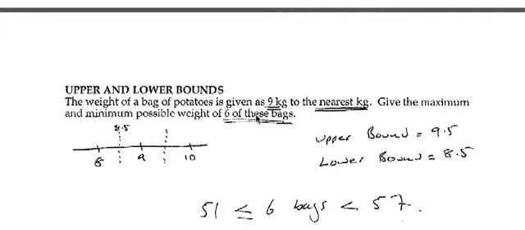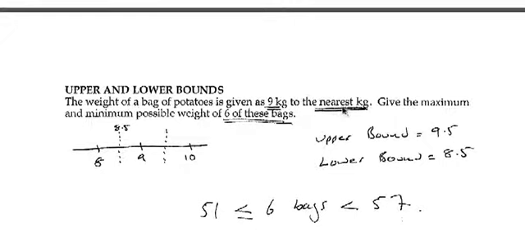Upper and lower bounds are basically the reverse of rounding. What we're saying here is a bag of potatoes is 9 kilograms after it's been rounded to the nearest kilogram. So what could it have been before it was rounded?